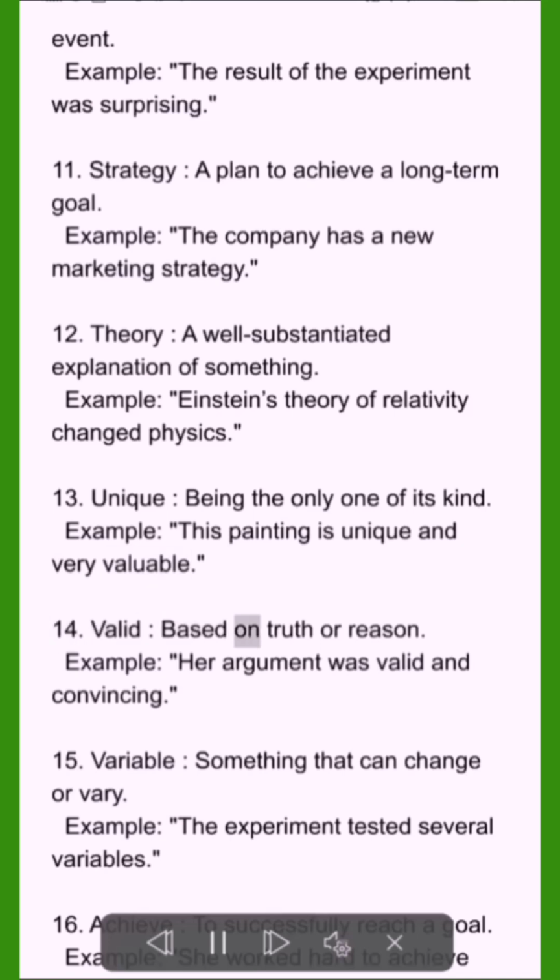14. Valid, based on truth or reason. Example, her argument was valid and convincing. 15. Variable, something that can change or vary. Example, the experiment tested several variables. 16. Achieve, to successfully reach a goal. Example, she worked hard to achieve her dreams.